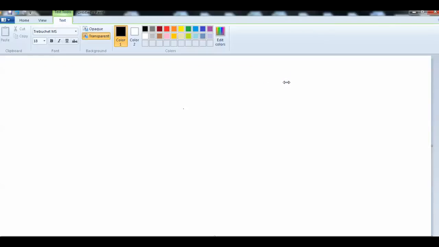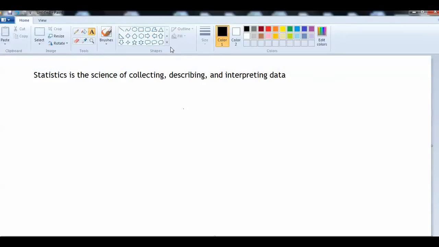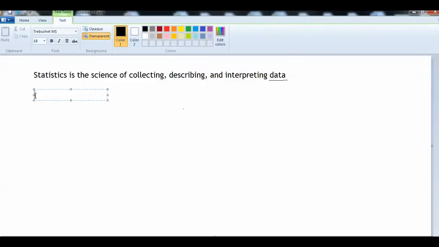Before we talk about this definition anymore, we have to talk about what the word data means. So data is just a collection of information. That's a simple definition we can start with. We can say a collection of recorded information.